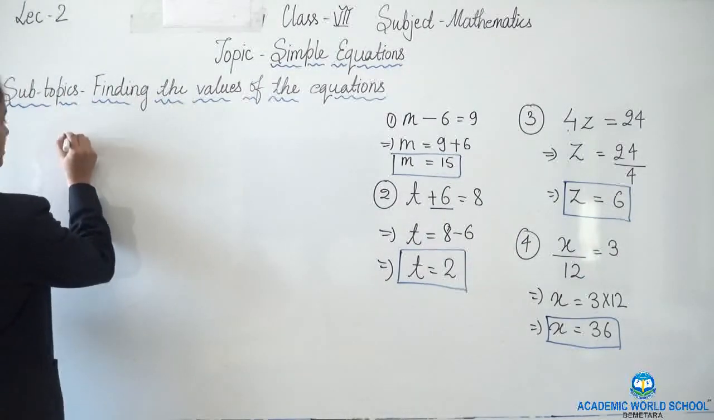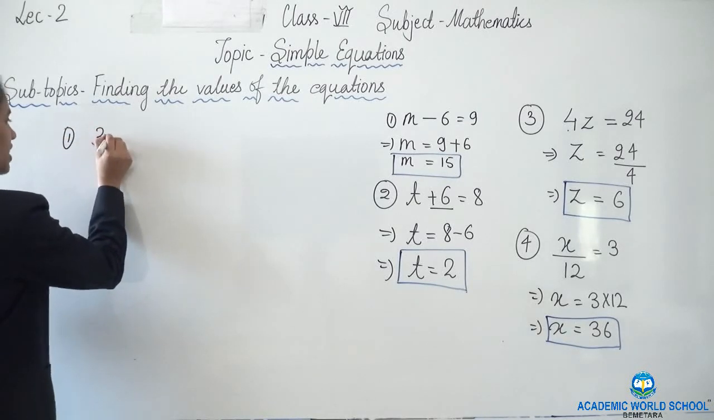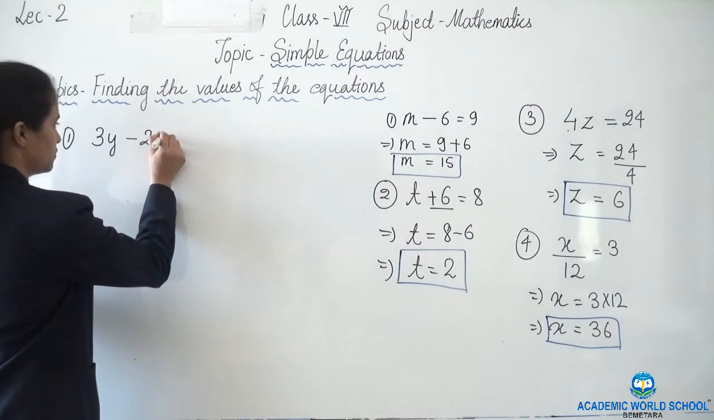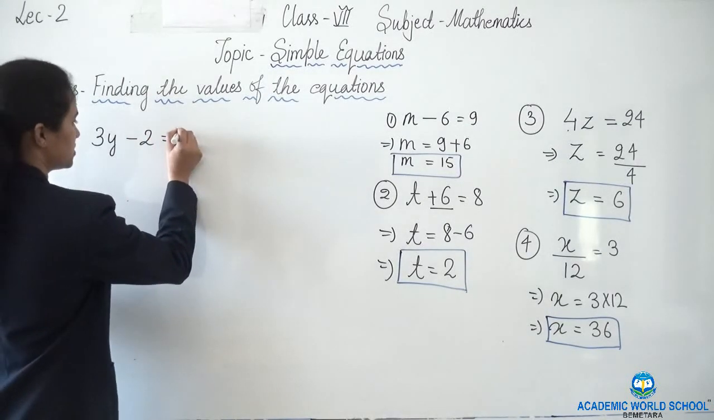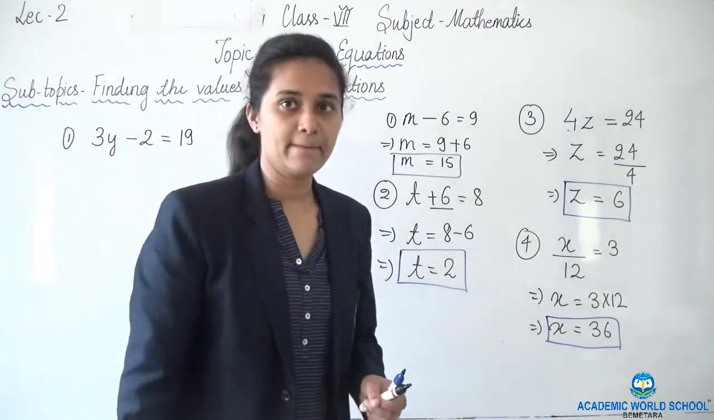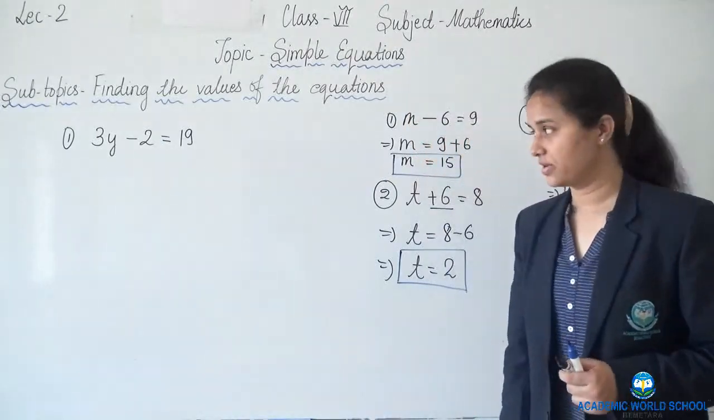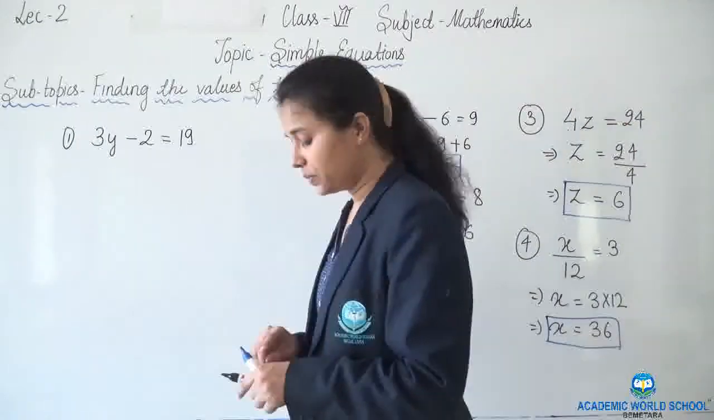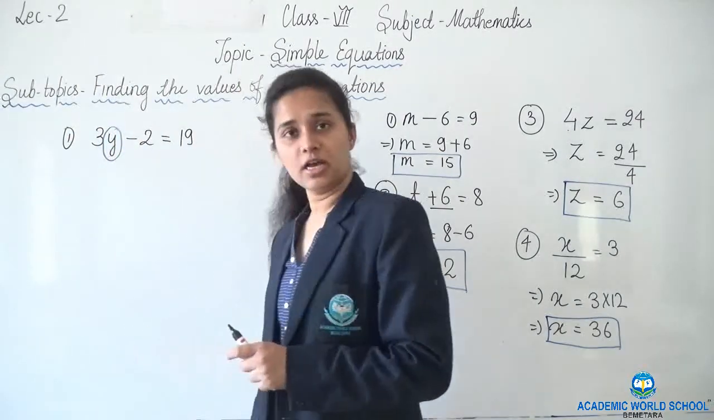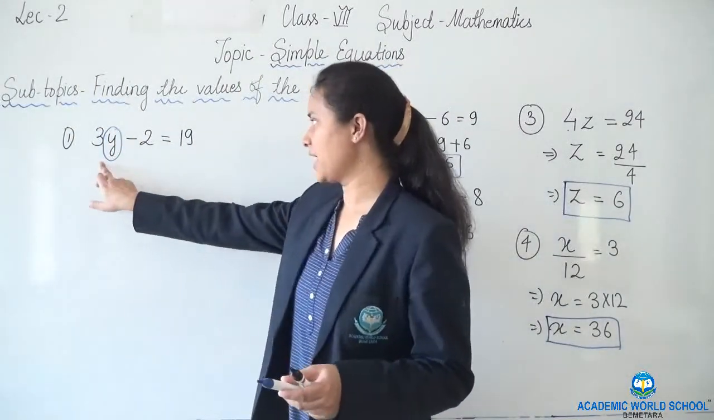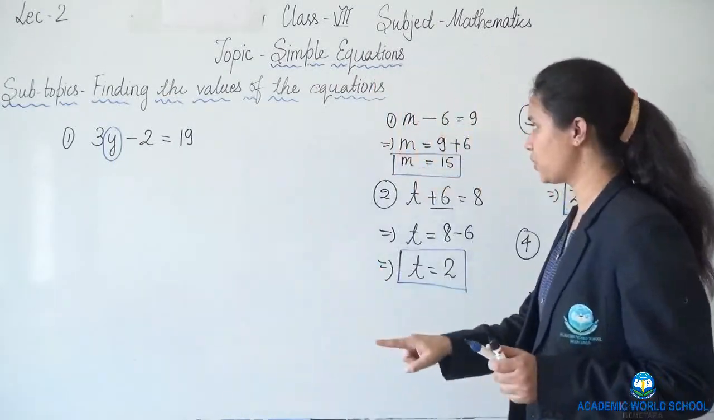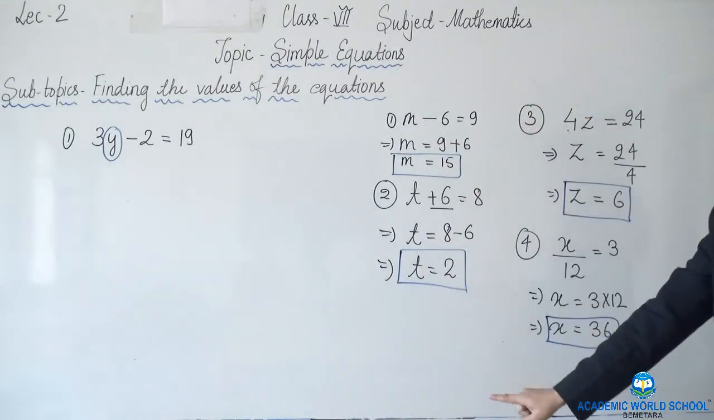First question. 3y minus 2 equals 90. This is the question, and we have to find the value of y. Now if you observe this question, we have both multiplication and subtraction. What do we have to do first? We need to convert the question into any of these 4 forms.